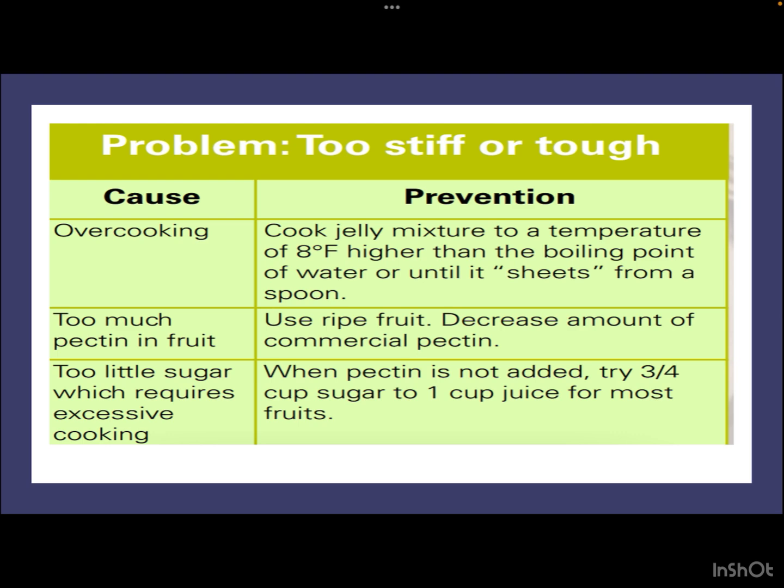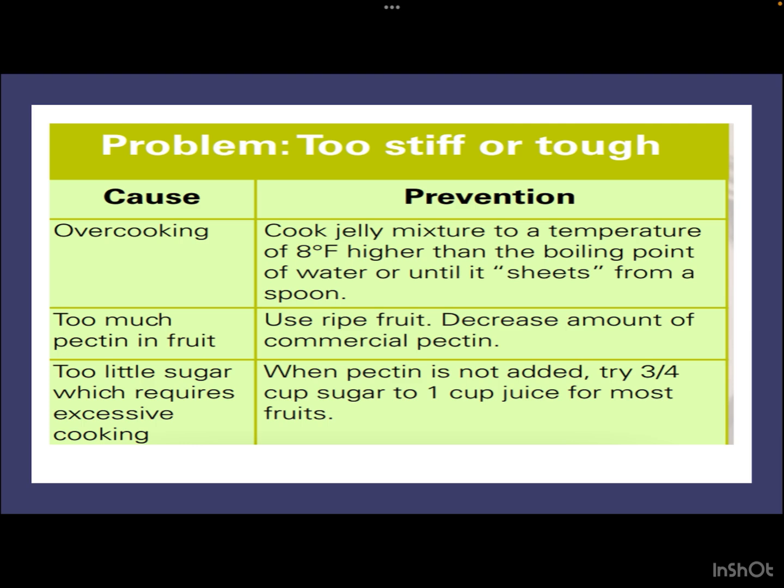The third problem is your jam or jelly being too stiff or tough. This can be due to overcooking. To avoid that, cook the jelly mixture to a temperature of 8 degrees Fahrenheit higher than the boiling point of water, or until it sheets from a spoon. We already have studied the sheet test, so it must be easy to understand.